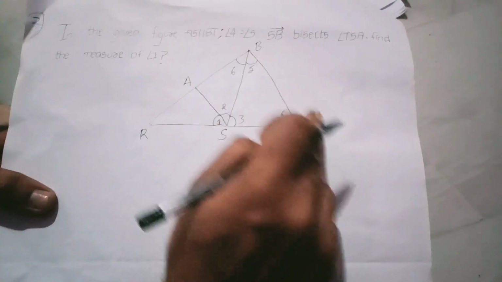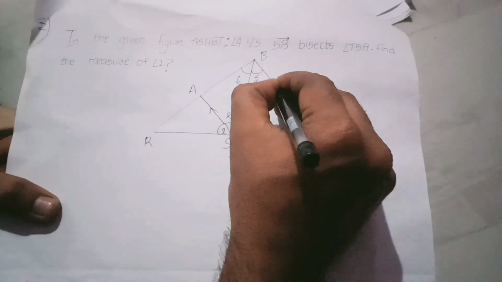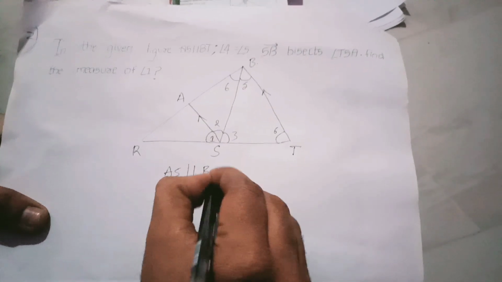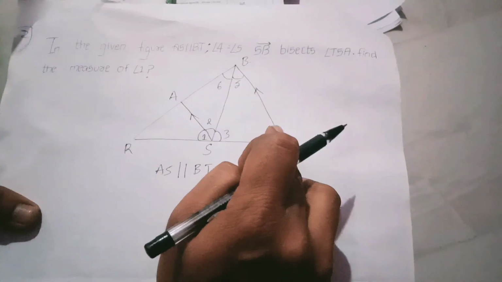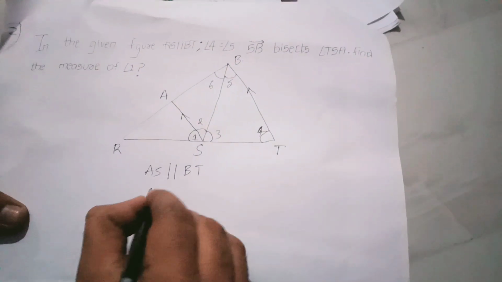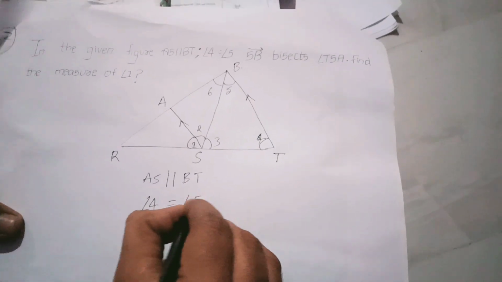AS is parallel to BT. This line is equal to this. AS is parallel to BT. Given the question, angle 4 is equal to angle 5.